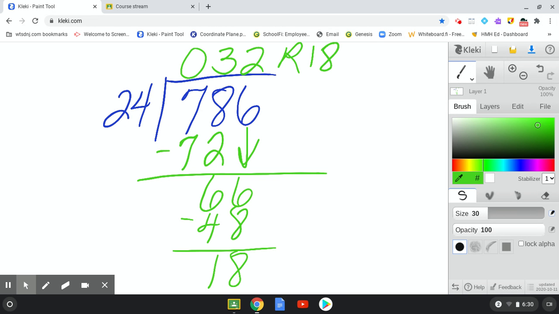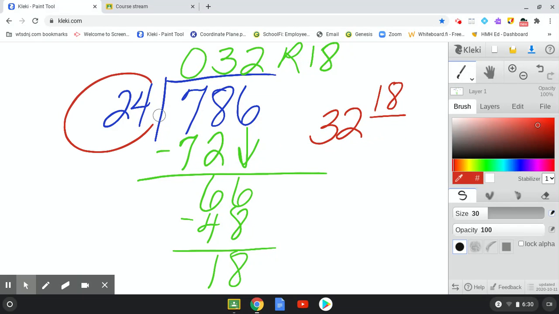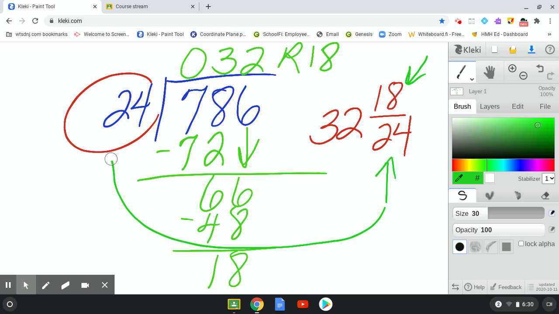So you would put your answer as 32 and 18 out of your divisor number. So your numerator is going to be your remainder, what you're left with, and your denominator is going to be your divisor. Okay, so 32 and 18 24ths. Now, if you can simplify the fraction part, you should be simplifying.